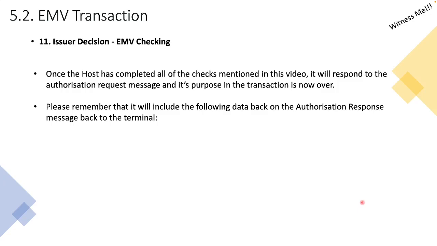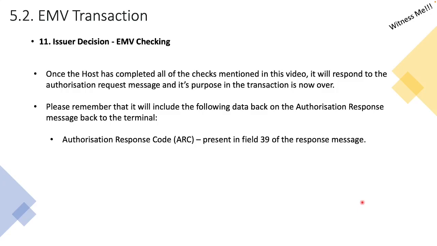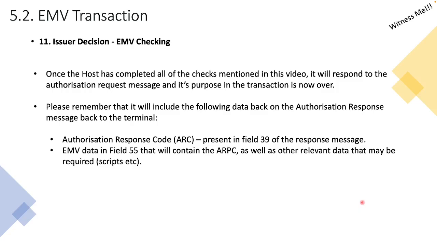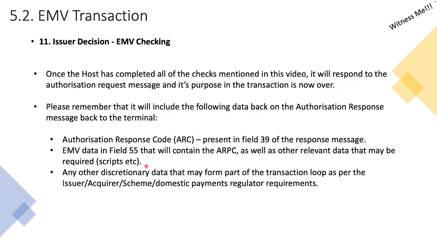Please remember that it will include the following data on the authorization response message back to the terminal. There's an authorization response code, an ARC, present in field 39. It'll send back some EMV data in field 55 that will contain the ARPC. Remember, ARQC plus ARC encrypted under the DK auth key gives you the ARPC. In addition, the issuer host could also send back EMV issuer scripts, which we will also discuss later on. And there may be any other discretionary data, such as local regulatory requirements or certain issuer, acquirer or scheme requirements, which will also be sent back on the authorization response message.